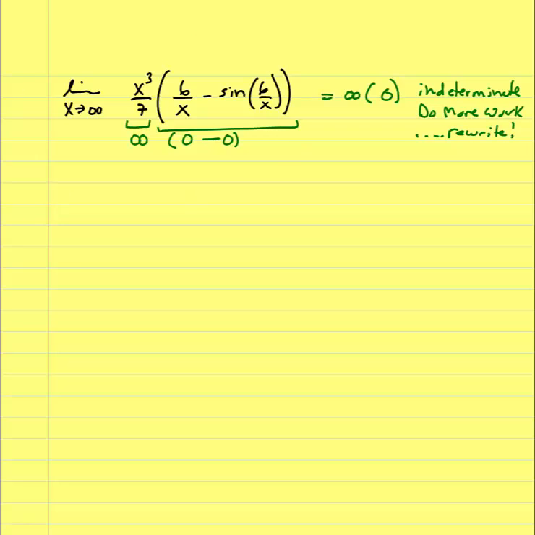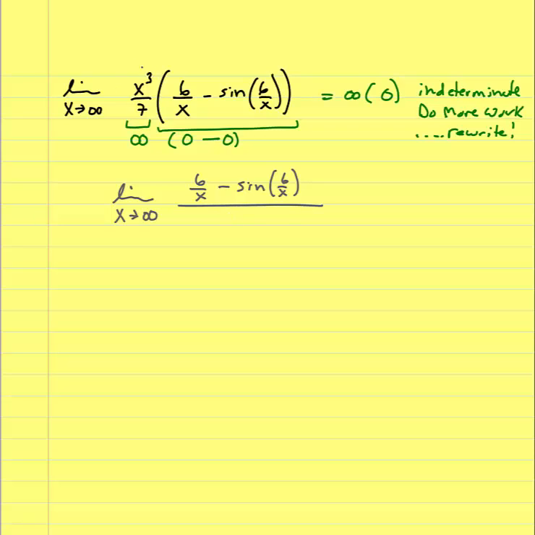Okay, so let's go ahead and try and think about how we could rewrite this. Usually, if we're going to get an indeterminate form such as infinity over infinity or 0 over 0, I need a clear numerator and a clear denominator. So to start with, I would like to rewrite this as my numerator. Now somehow I want to rewrite this first piece, x cubed over 7, as my denominator.